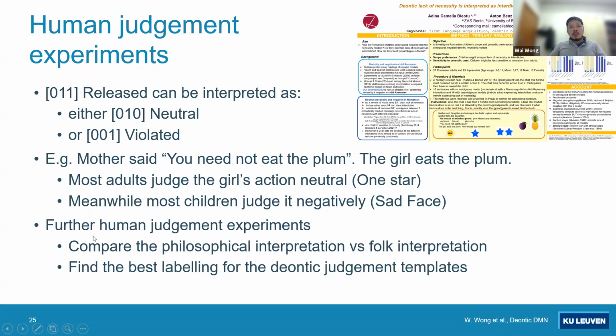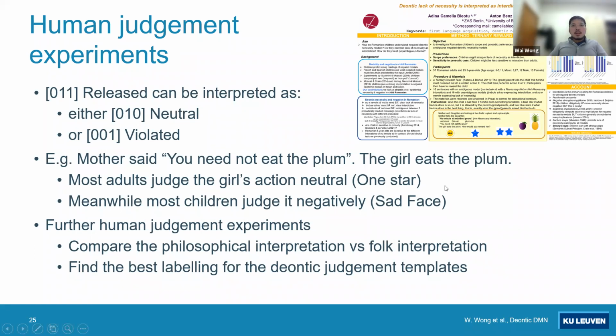By doing so, we can find the best labeling for different Deontic judgment templates, or even suggest which kind of template to use, because we already saw earlier that for obligation alone there are two different interpretations. By running a human judgment experiment, we can see which interpretation is commonly used. Then, knowing how people interpret terms, we can relate each term to different templates and rank the templates by how likely people are to interpret it that way.